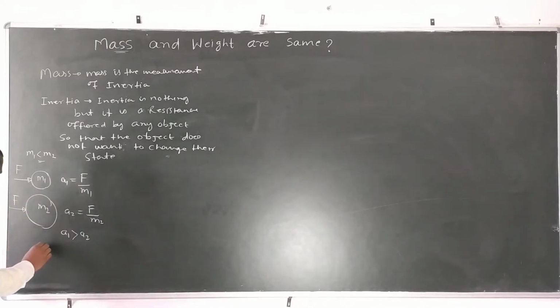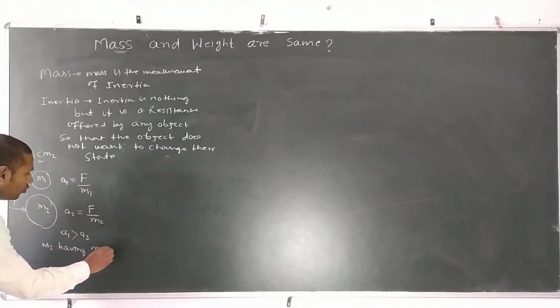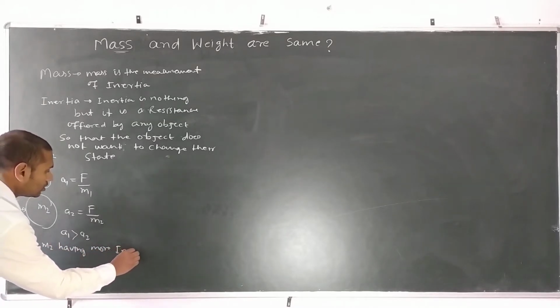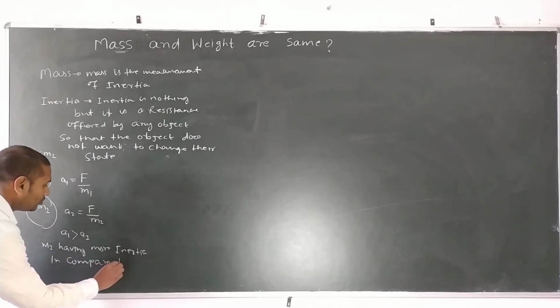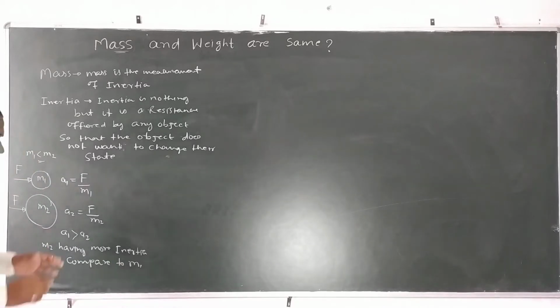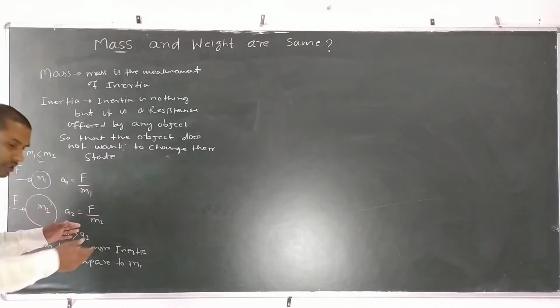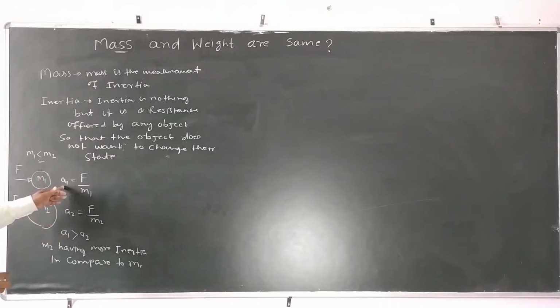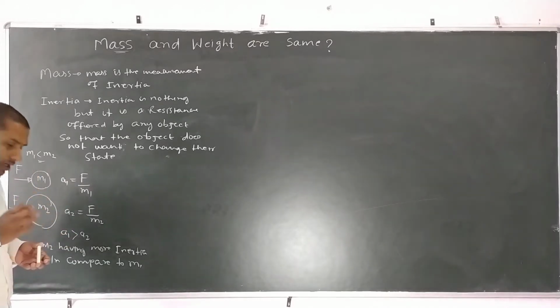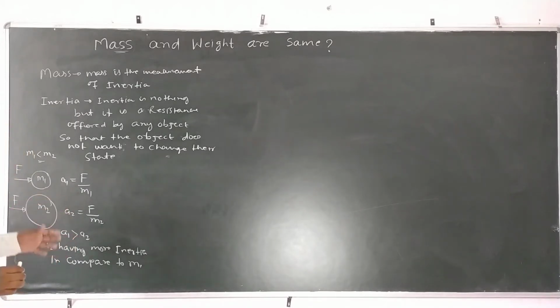We can say that m2 has more inertia compared to m1. The m2 has more inertia because it does not want to change its state easily, but m1 has less inertia, it wants to change its state more easily than m2. We can see here that a1 is greater than a2, so we can say that m1 has less inertia, or that m2 has more inertia compared to m1.